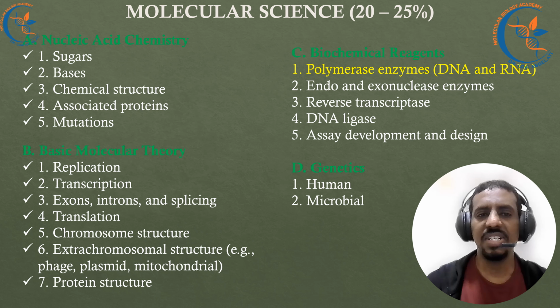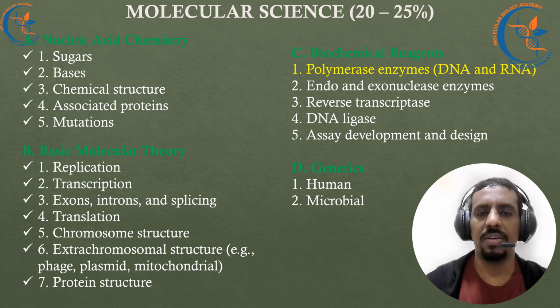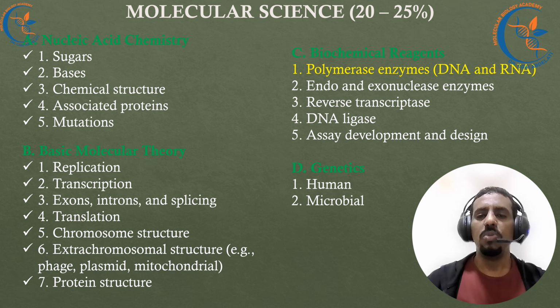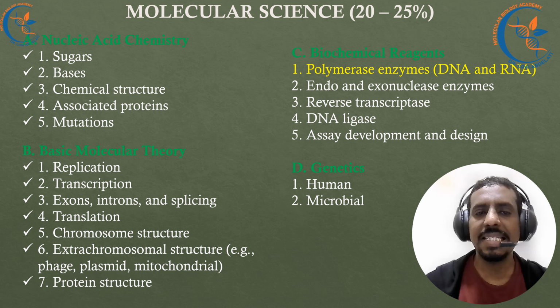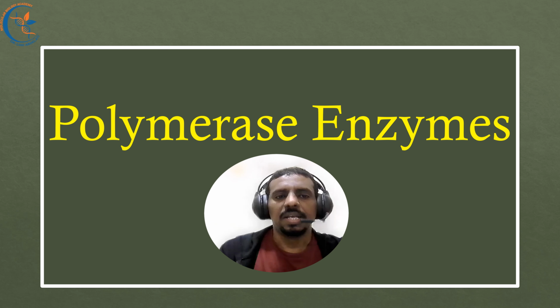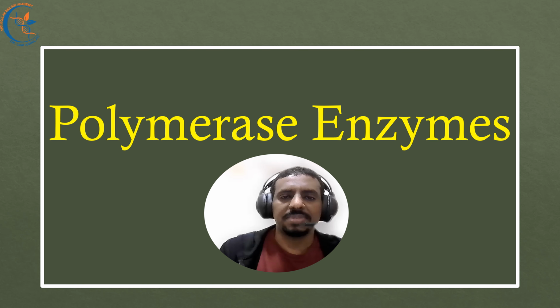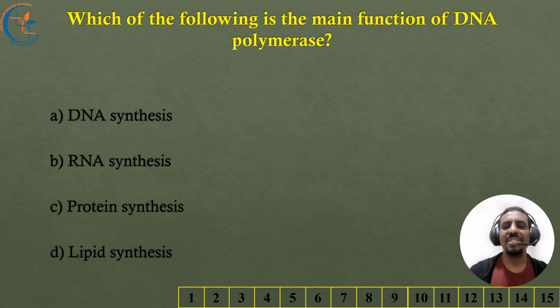In our previous lectures, we completed the multiple choice questions related to nucleic acid chemistry and basic molecular theory. Today, we'll move to cover the first part of biochemical reagents, DNA and RNA polymerase enzymes. Now let's focus on the questions related to DNA and RNA polymerase enzymes and review molecular biology ASCP questions from the previous exams. So the first question we have today is, which of the following is the main function of DNA polymerase?